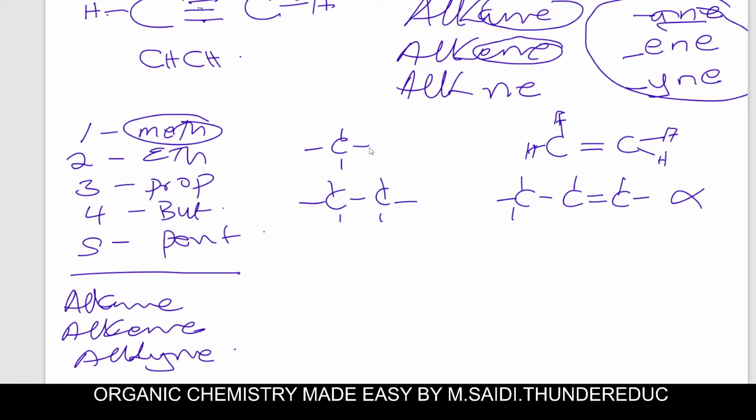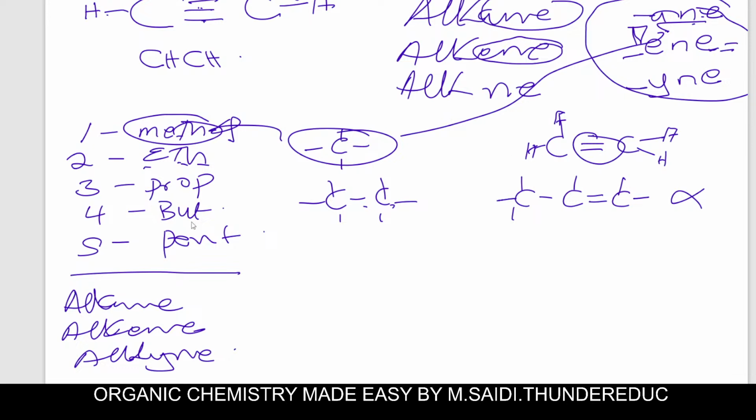So now, this is what I mean. If it's 1, 1 means meth. But because it's a single bond, it becomes methane. 2 means single bond, so it becomes ethane. What about a double bond? It is 2. Ethene. You see, it's a double bond because a double bond we said is double. And then 3 carbon atoms with a double bond is propene. You understand? Yes. Propene.